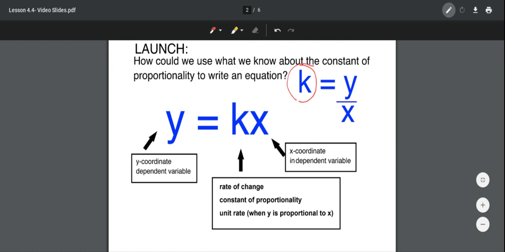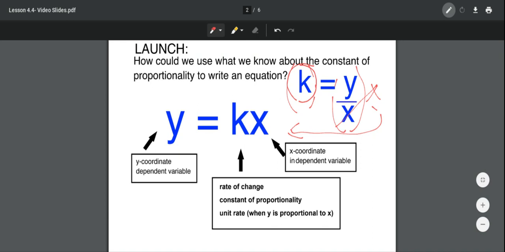We find this rate by dividing our y-coordinate by our x-coordinate. Let's break this down. First, let's isolate the y. To isolate this y, we would multiply both sides by x to give us the following equation: y equals kx.